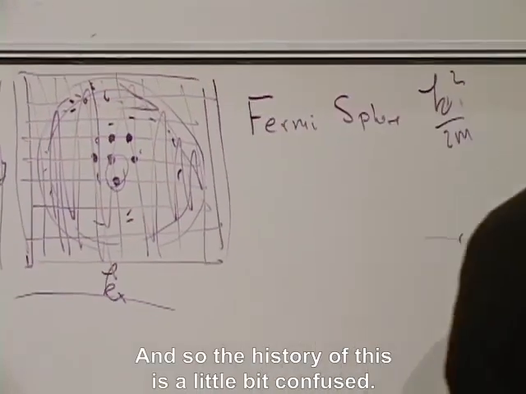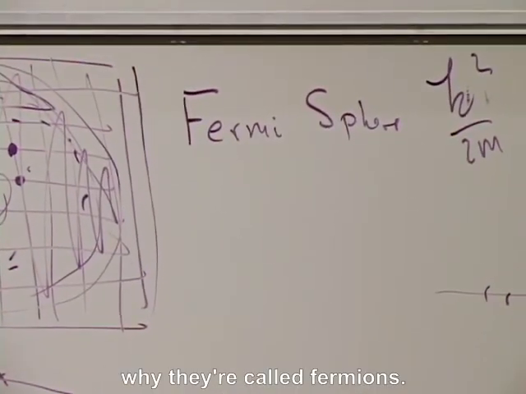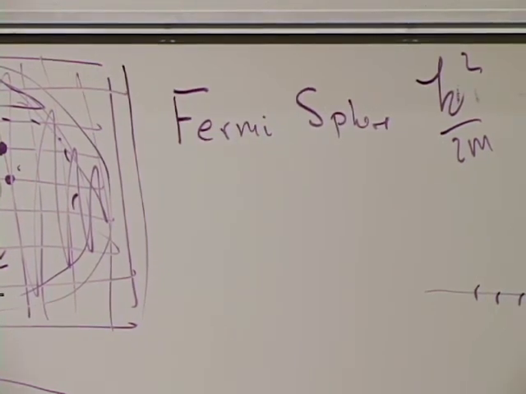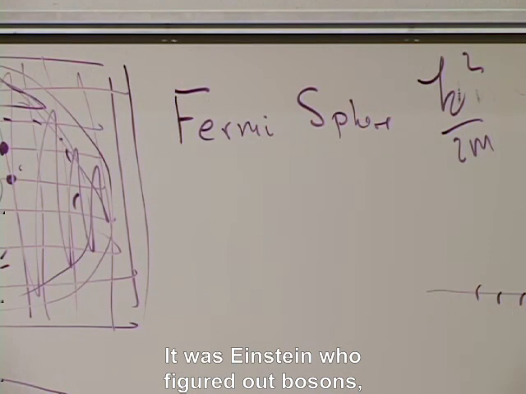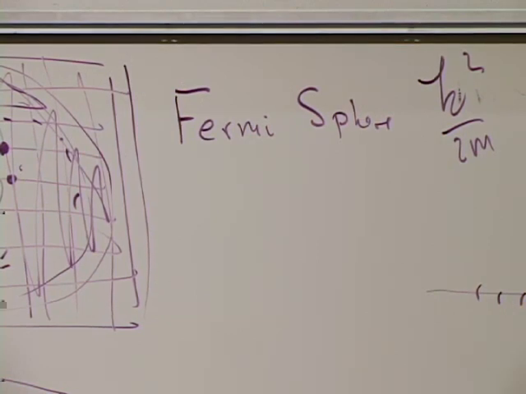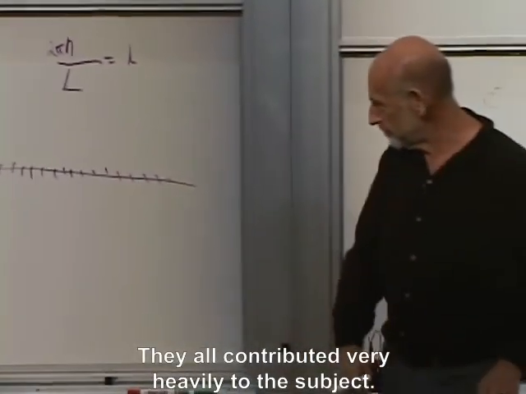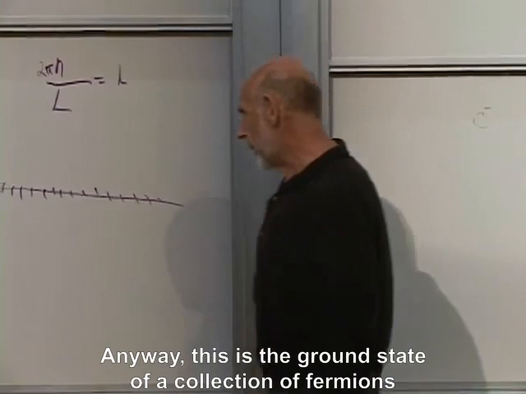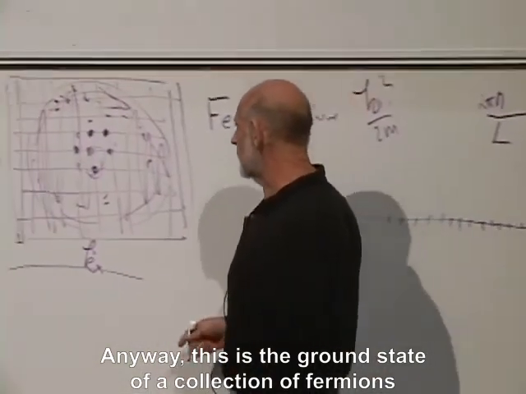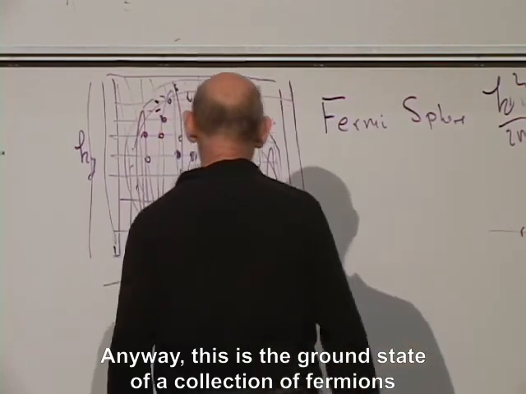Incidentally, the history of this is a little bit confused. It was Dirac who figured out fermions, and that's why they're called fermions. It was Einstein who figured out bosons, and that's why they're called bosons. No, they all contributed very heavily to the subject. Anyway, this is the ground state of a collection of fermions.